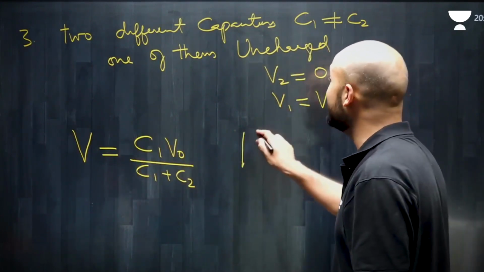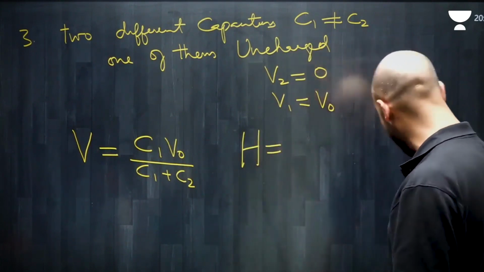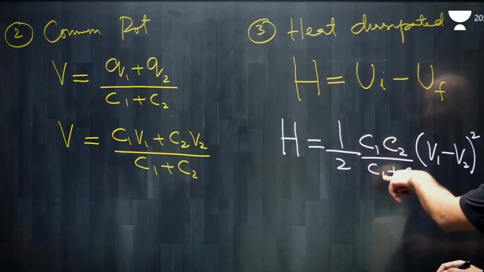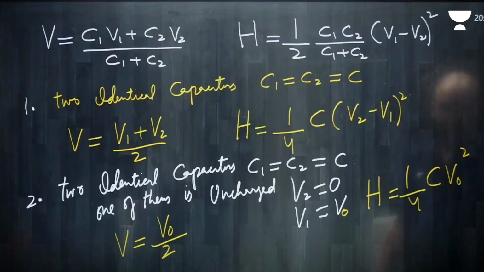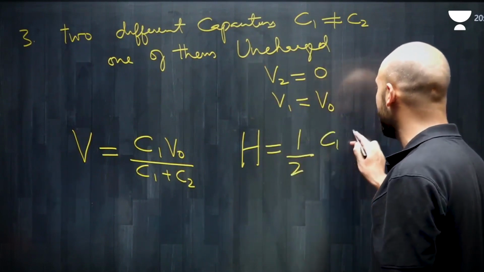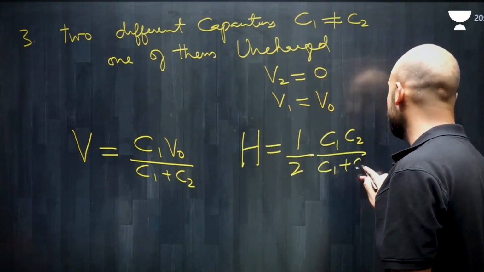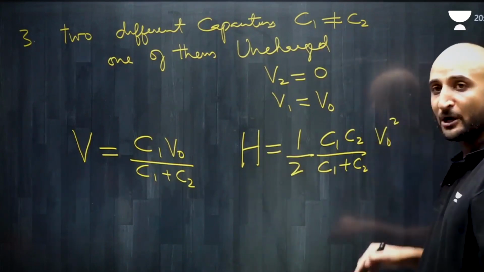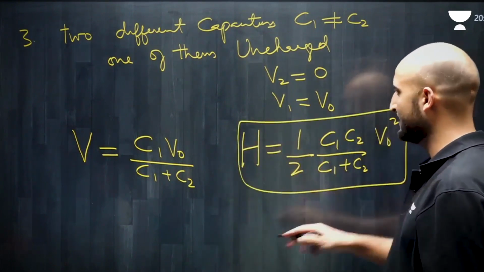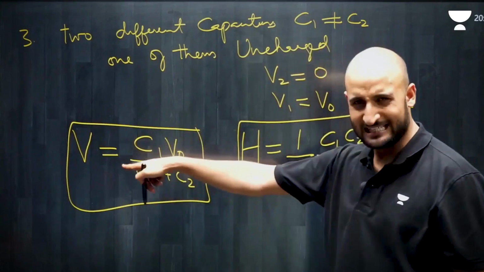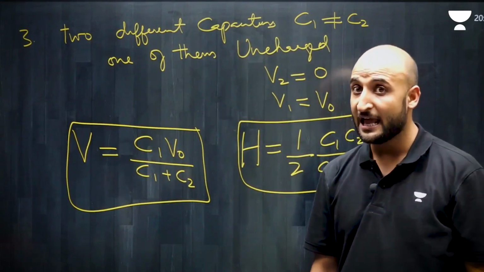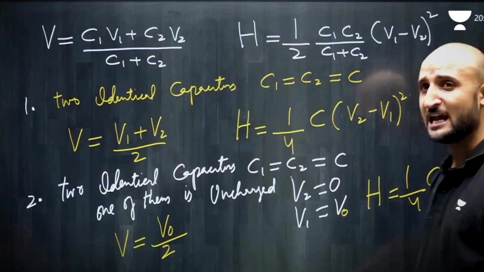Number one, what will be the amount of heat dissipated? H will be equal to 1 by 2 C1 C2 divided by C1 plus C2, (V1 minus V2) whole square. Now you have two different capacitors, but one of them is uncharged. Heat dissipated will be 1 by 2 C1 C2 divided by C1 plus C2 into V naught square, because V2 is 0 and V1 is V naught. So this will be the common potential and this will be the amount of heat dissipated in the process.